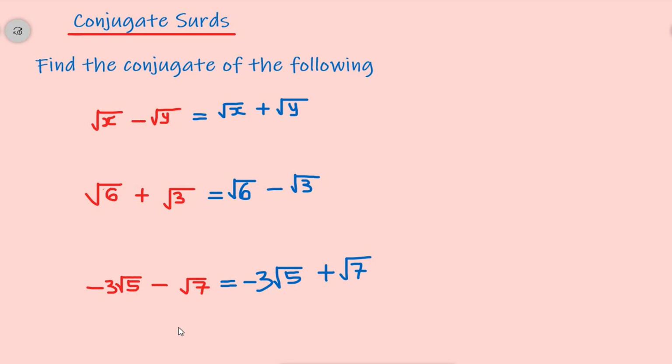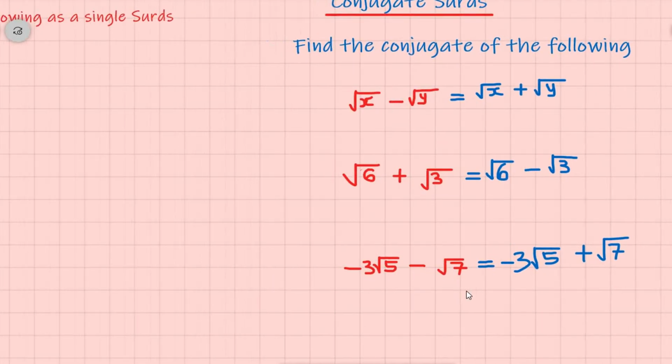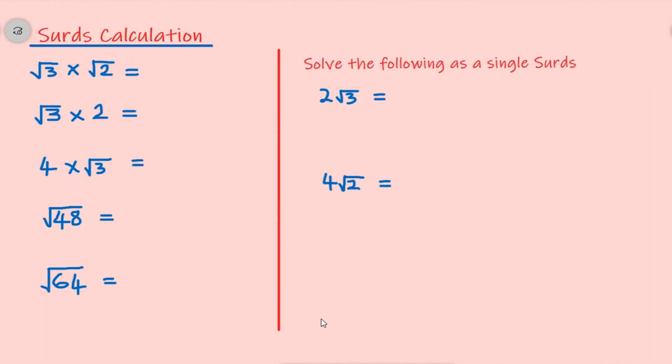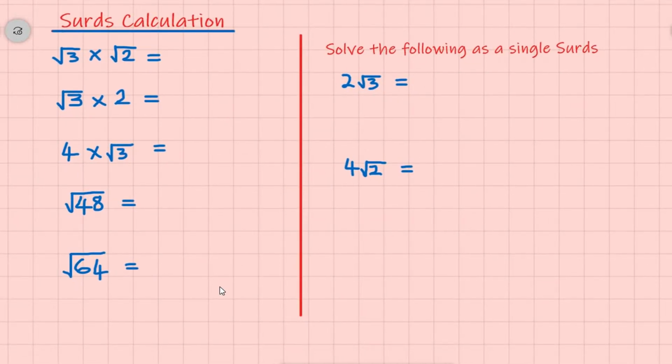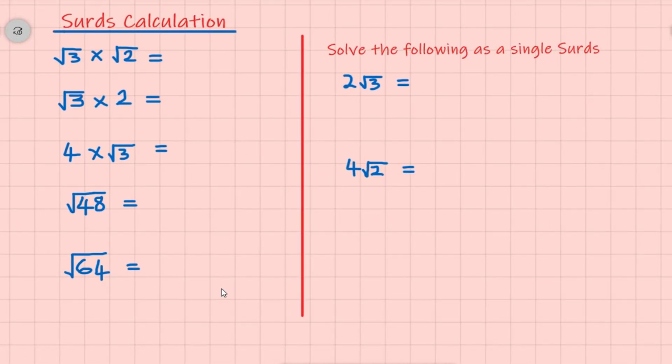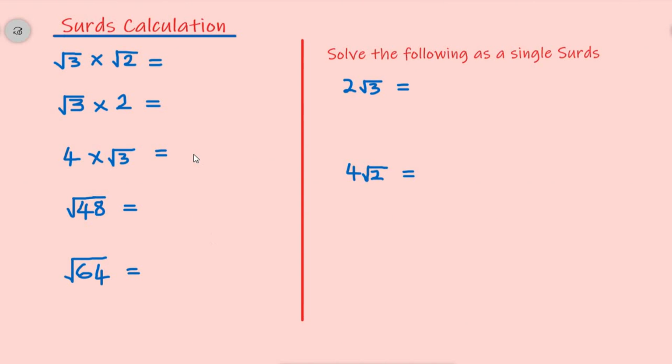Do you see now? Let's move to the calculation aspect. As we are starting the calculation aspect, I want us to be very fast in this sort calculation. So we have root 3 times root 2. How do we solve this? Root 3 times root 2.